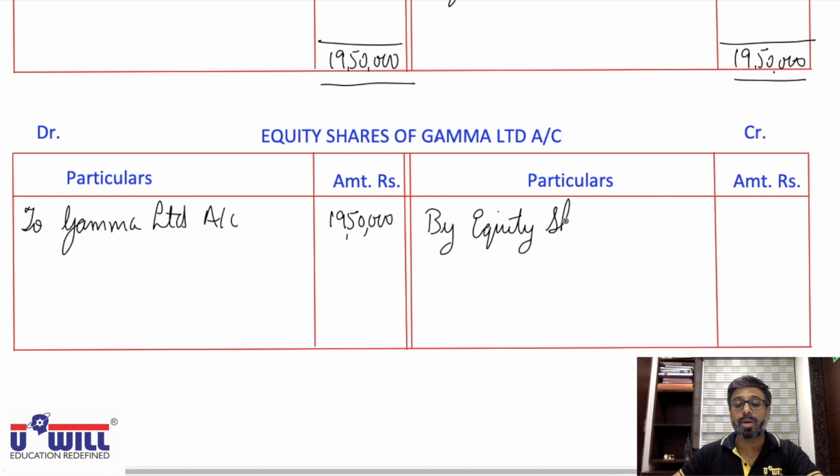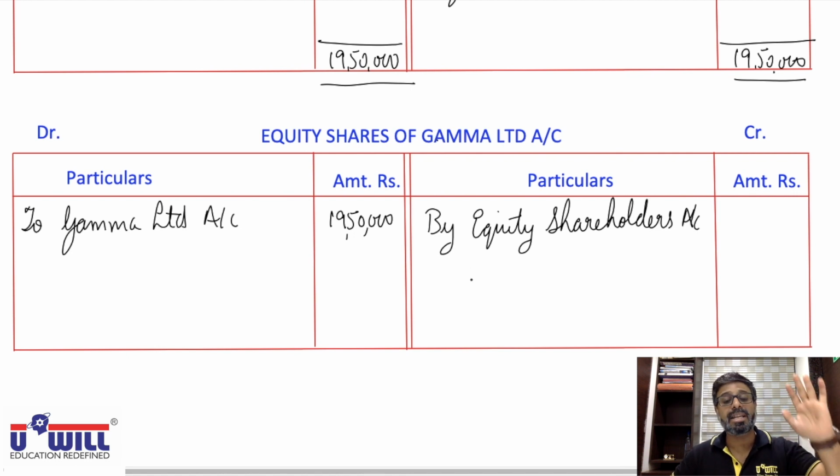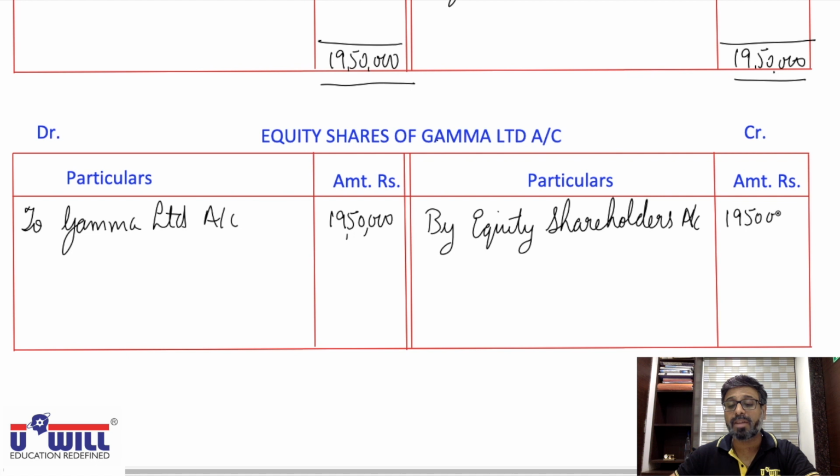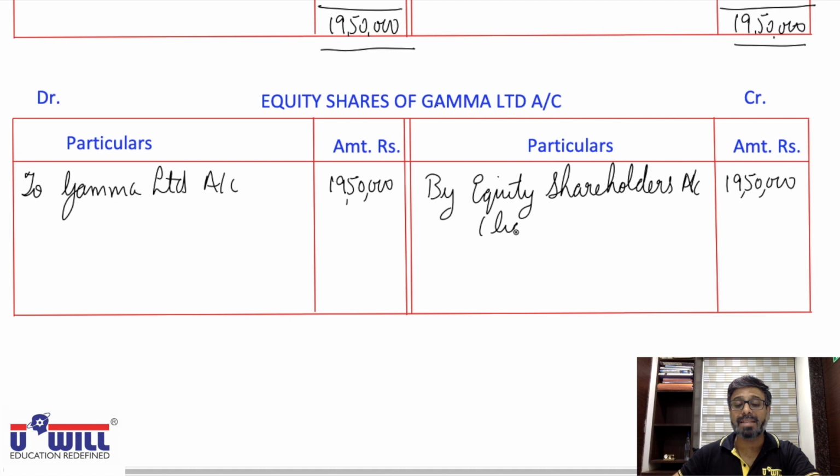Remember this shortcut I told you for the last two. After you transfer realization account to equity shareholders account, all the ledger accounts which are remaining, you close and transfer to equity shareholders account, because whatever is left out when a company goes into liquidation goes to equity shareholders. So this 19,50,000 of equity shares we will be giving to equity shareholders only. So by equity shareholders account, balancing figure. Whichever accounts are left out, you close and transfer to equity shareholders account, 19,50,000.